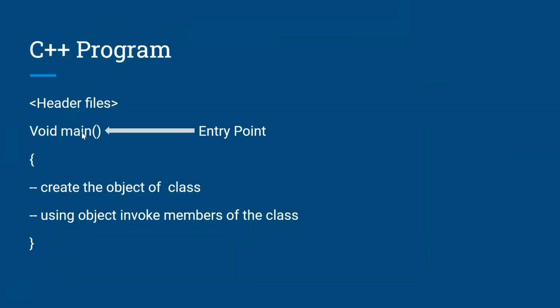Now here you can see the header file. As you know, main is the entry point, and we create the object of the class, and using the object we invoke the members of the class. We will see all these things, what is an object and members, in our object oriented programming. First of all, let me finish these slides and then we will see the practical.